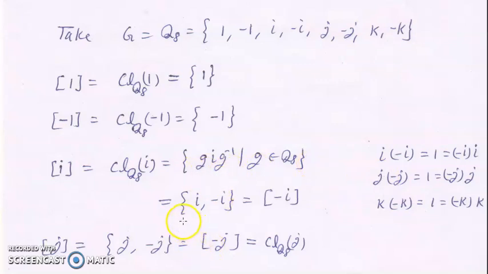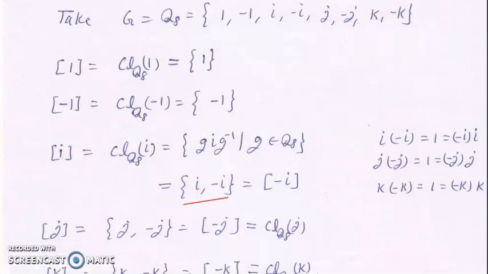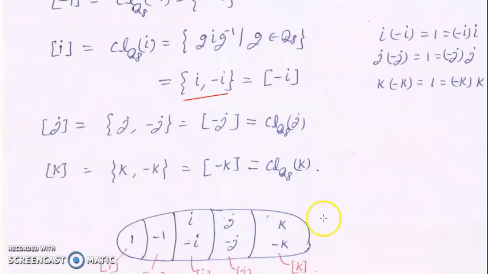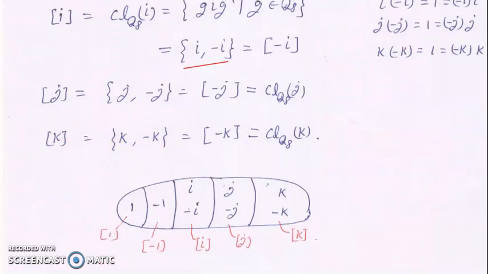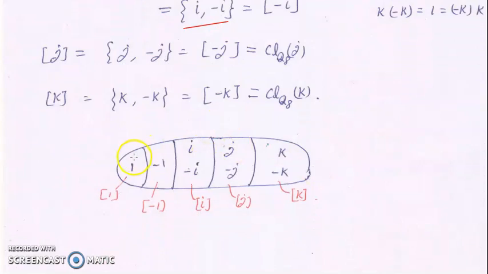So we will get 2 elements, i and minus i, in the conjugacy class of i, which is the same as the equivalence class of minus i. Similarly, the equivalence classes of j and minus j are the same, equal to {j, minus j}, and the equivalence classes of k and minus k are the same, equal to {k, minus k}. So when you write it out, you will get that there are 5 equivalence classes of Q8. One is the equivalence class of 1, another is of minus 1, and then of i, of j, and of k. So this whole Q8 gets partitioned into 5 equivalence classes or 5 conjugacy classes.